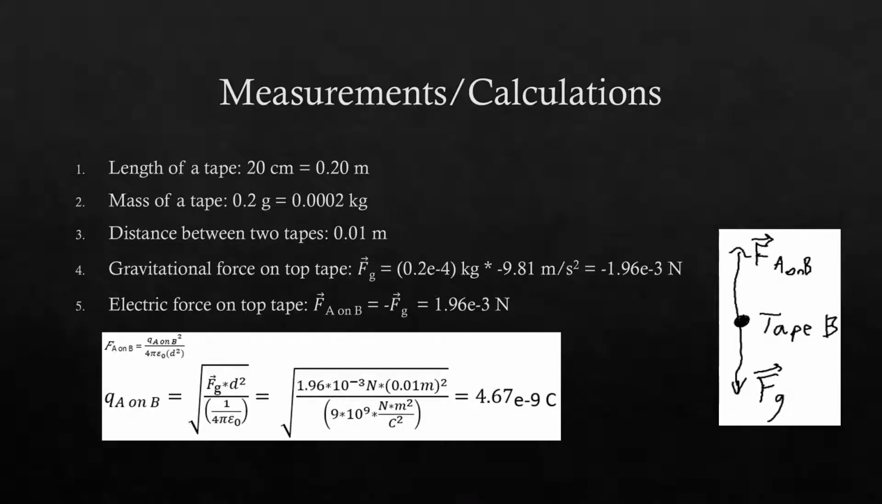So after taking a few measurements, such as length, mass of tape, and the distance between the two tapes, and then understanding that the force of the bottom tape on the top tape has to equal the force of gravity on the top tape, you could solve for the charge of the tape by rearranging the equation, and I got 4.67 e to the negative 9 coulombs.